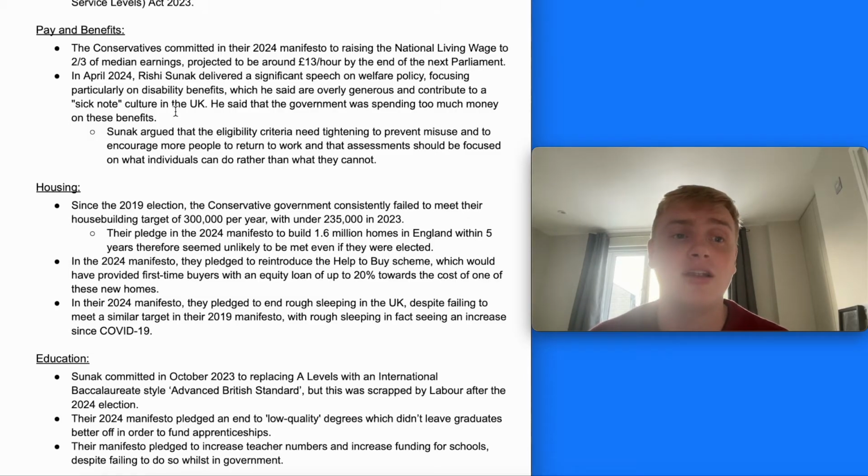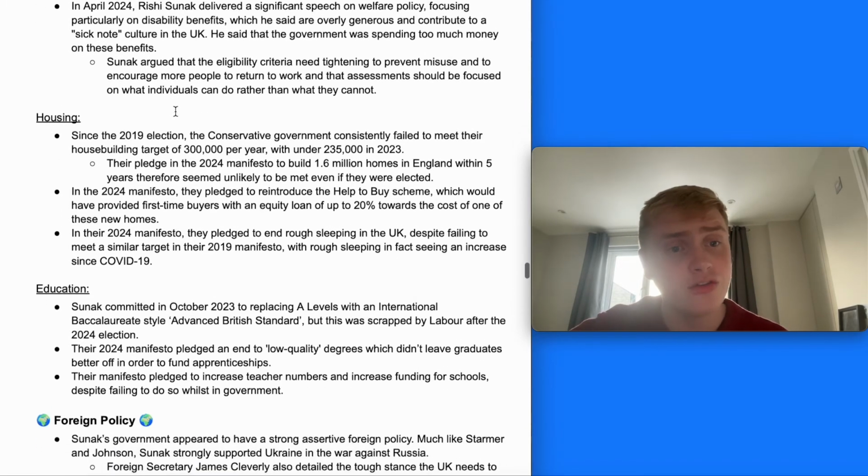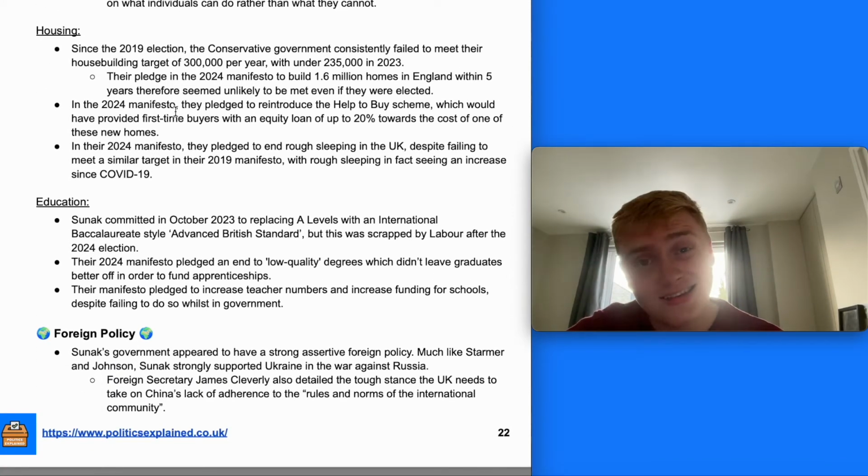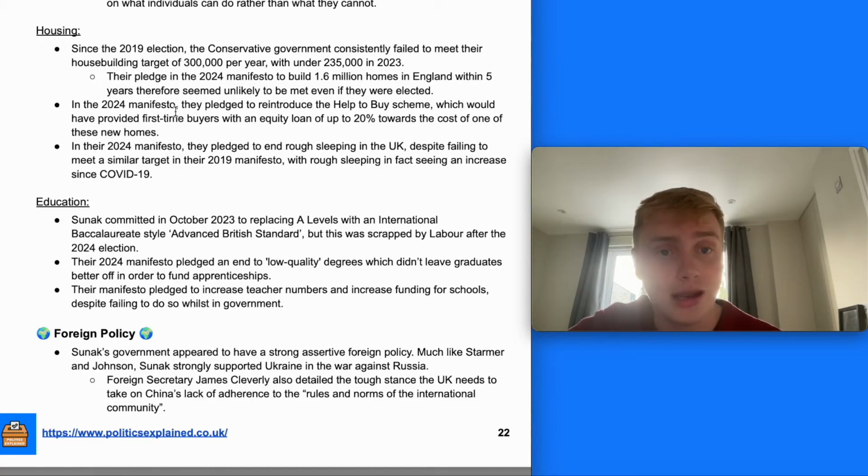But in April 2024, Sunak delivered a significant speech on welfare policy, focusing particularly on disability benefits, which he said are overly generous and contribute to a sick note culture in the UK, despite there being very little evidence of that. He said that the government was spending too much money on these benefits and wanted to tighten these eligibility criteria. On housing, since 2019, the Tories consistently failed to meet their house building targets of 300,000 per year, and you saw a significant increase in homelessness between 2019 and the 2024 election.